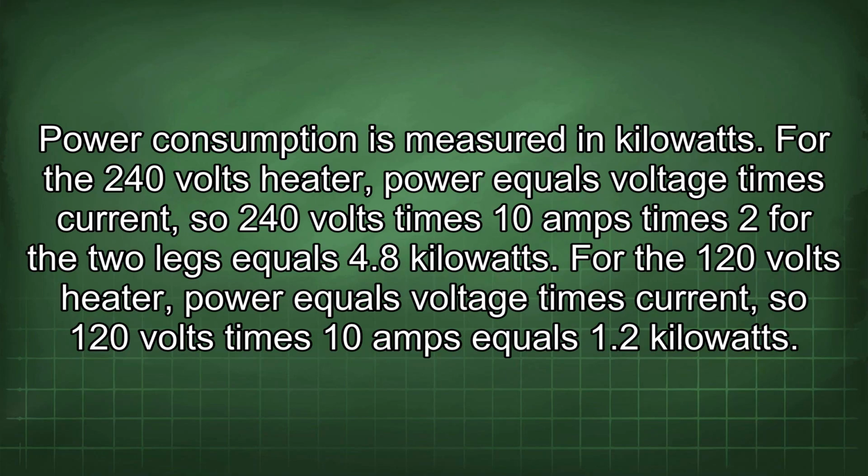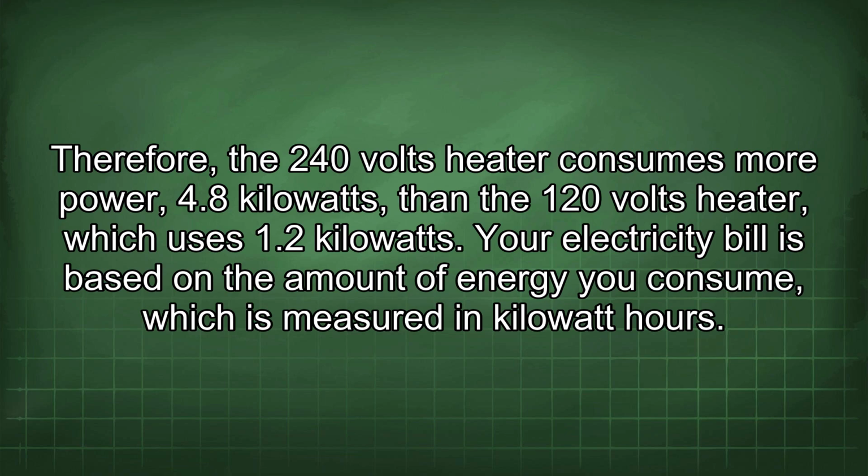Power consumption is measured in kilowatts. For the 240 volts heater, power equals voltage times current, so 240 volts times 10 amps times 2 for the two legs equals 4.8 kilowatts. For the 120 volts heater, power equals voltage times current, so 120 volts times 10 amps equals 1.2 kilowatts. Therefore, the 240 volts heater consumes more power, 4.8 kilowatts, than the 120 volts heater, which uses 1.2 kilowatts.